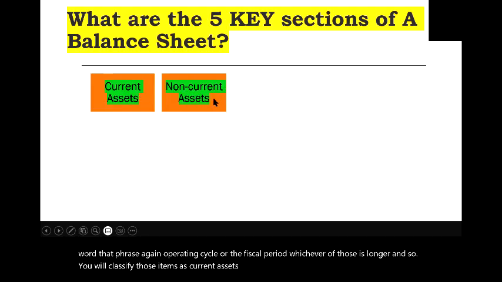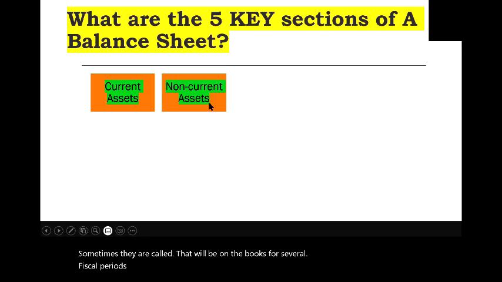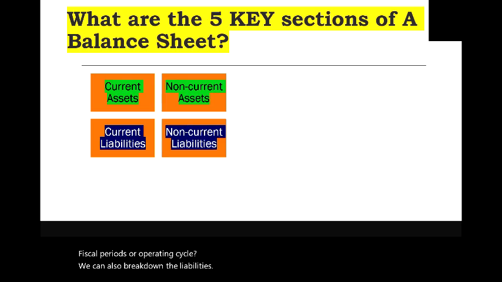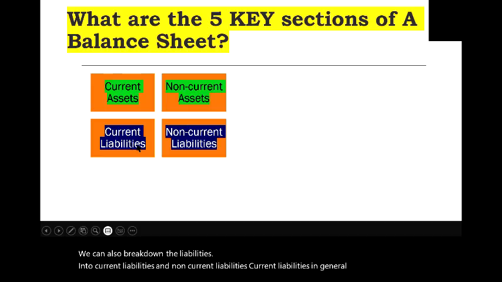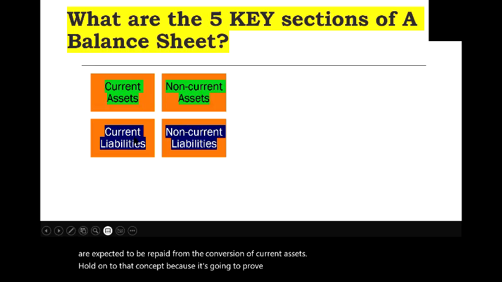Non-current assets are those assets, fixed assets, sometimes they are called, that will be on the books for several fiscal periods or operating cycles. We can also break down the liabilities into current liabilities and non-current liabilities. Current liabilities in general are liabilities that are expected to be repaid from the conversion of current assets. Hold on to that concept because it's going to prove very helpful when we get into ratios.